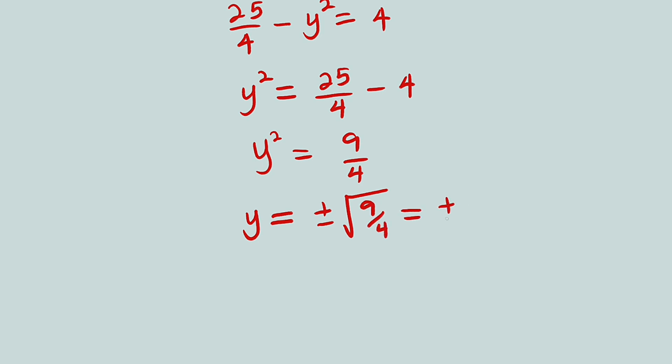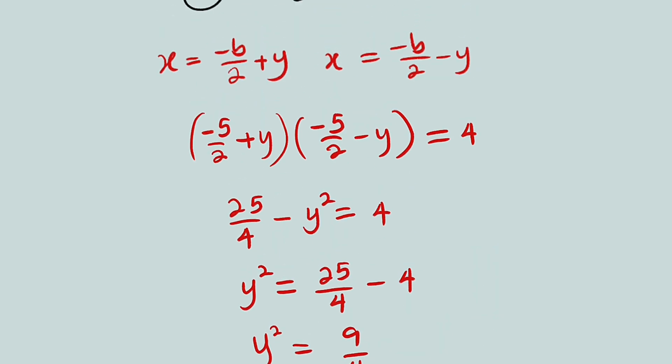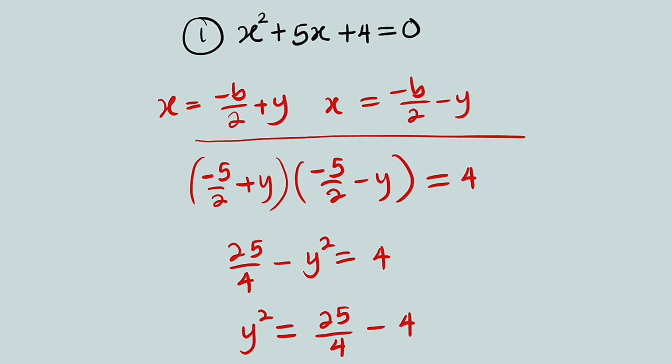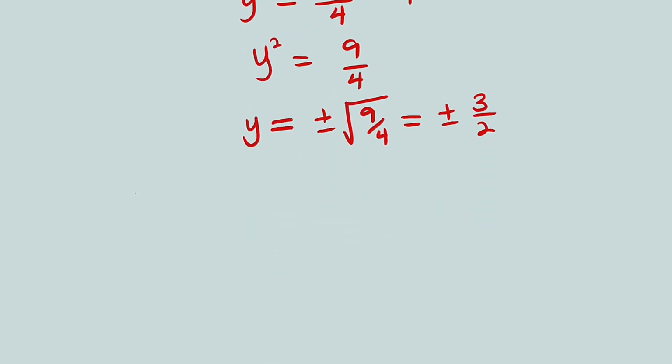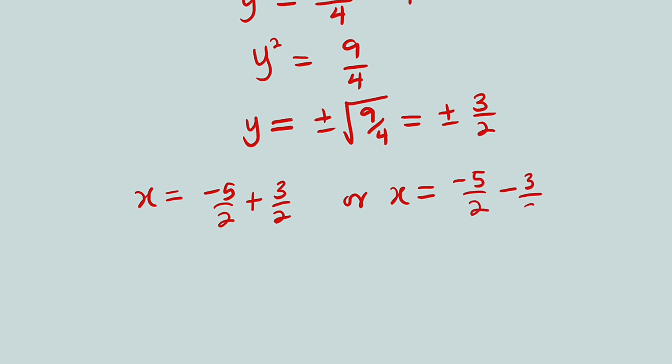Square root of 9 is 3, and square root of 4 is 2. Therefore, the value of y is plus or minus 3 divided by 2. So we are going to substitute it back here to obtain our roots. So x is either equal to minus 5 divided by 2 plus y, 3 over 2, or x equal to minus 5 divided by 2, then minus 3 over 2.